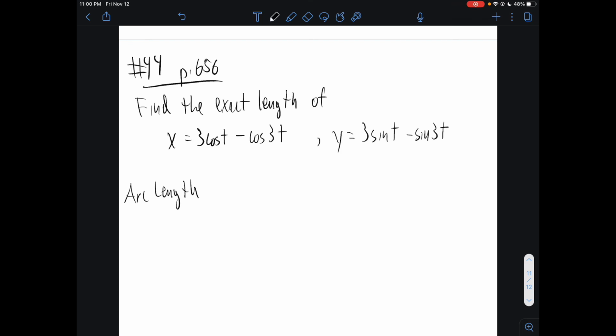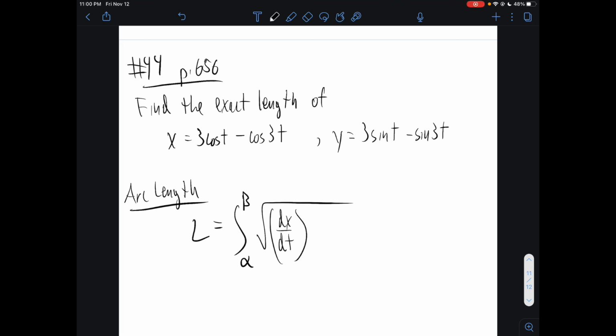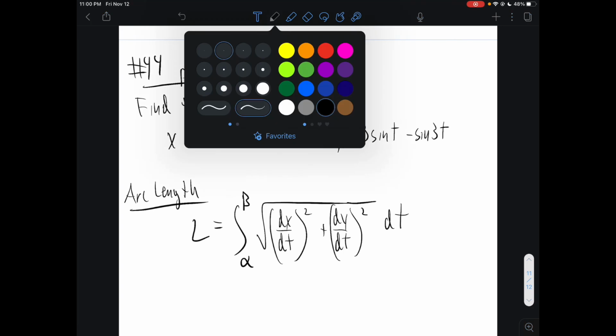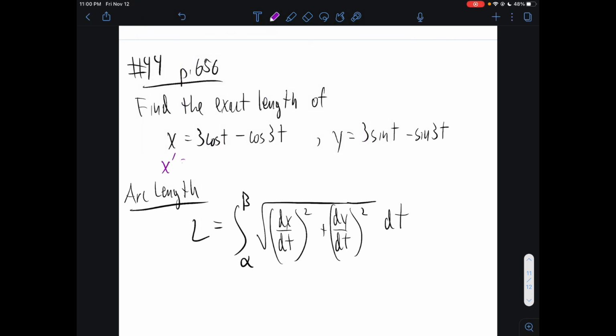So our arc length formula is L equal to the integral from alpha to beta. These are going to be limits with respect to t of the square root of dx dt, or x prime squared, plus dy dt squared dt. And that's it. So we're going to find our derivatives and then square them. So for example, x prime is negative 3 sine t, and then plus 3 sine 3t. Y prime is 3 cosine t minus 3 cosine 3t.